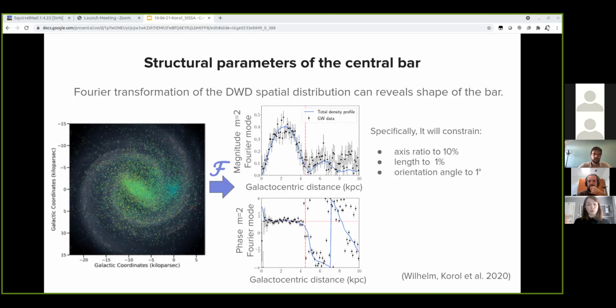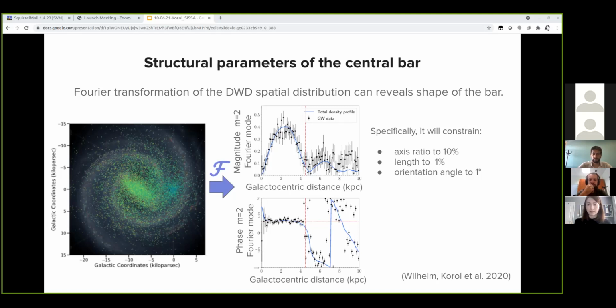And if we now look at the phase, you can see a constant segment in the data in the first 4 kiloparsec or so. And that gives us the measurement of the bar length, physical length, while the value of the phase gives us the measurement of the bar's orientation with respect to us.